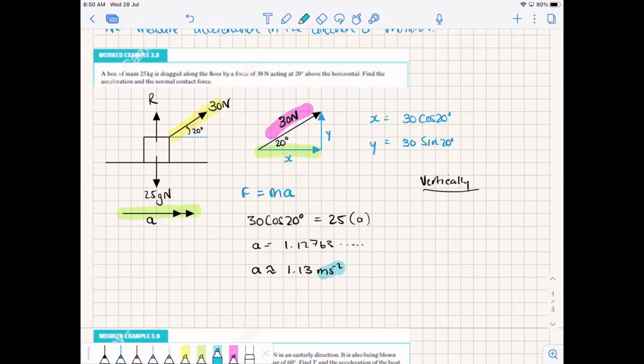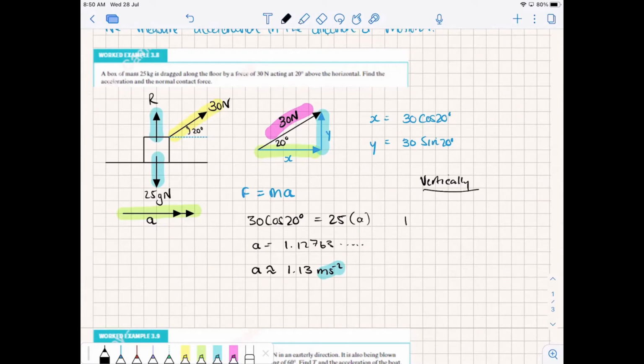Let's go and have a look at all the vertical forces before I get ahead of myself. There's a vertical force, there's a vertical force, and there's a vertical force, right? Two forces are acting in the same direction, and one of the forces is acting in the opposite direction. Because they are perpendicular to the line of acceleration, those three forces must be in equilibrium.